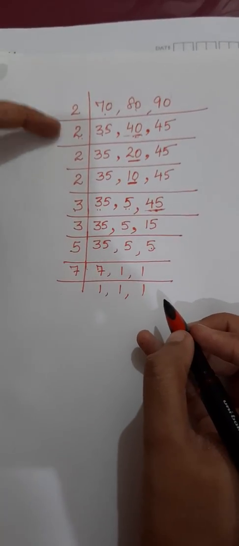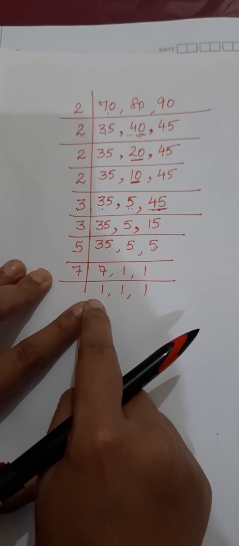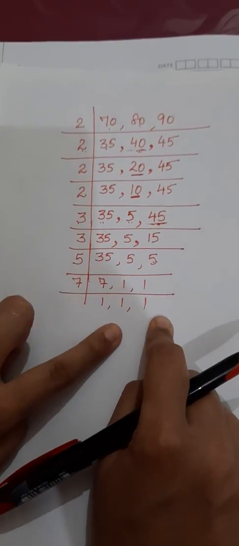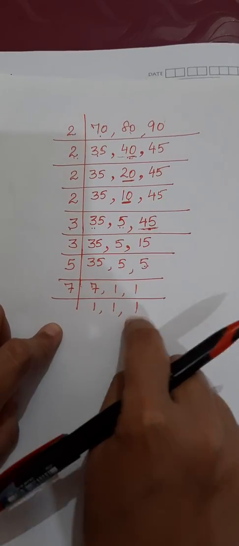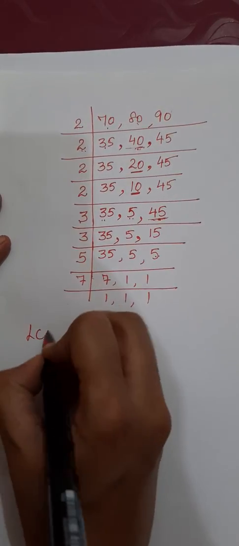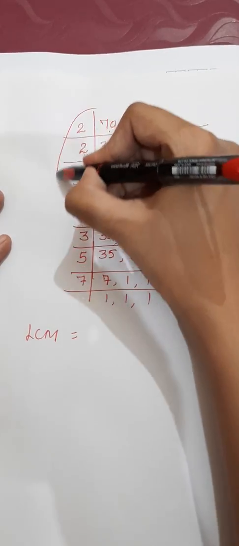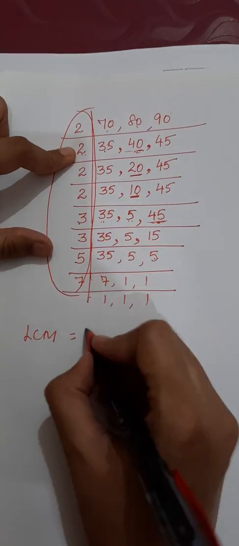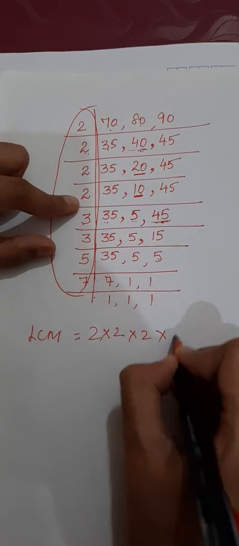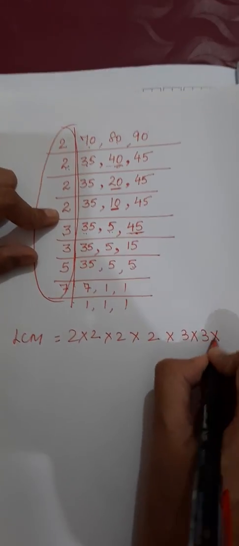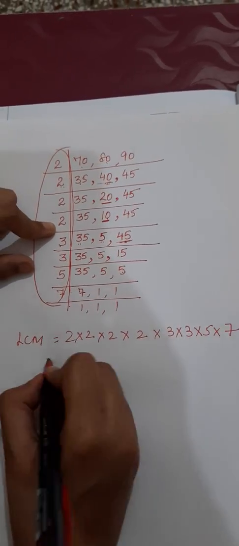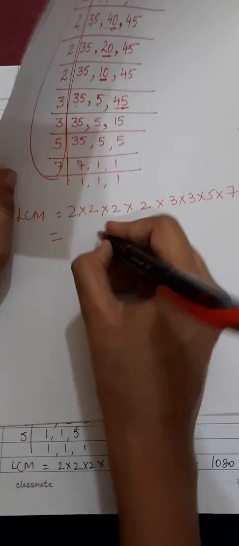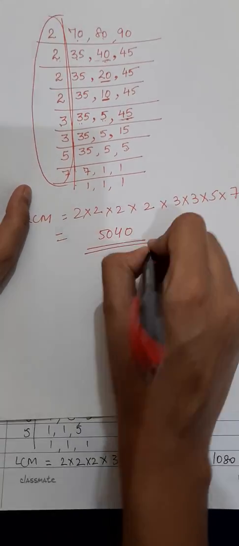You have to proceed with this method until, at the end, all the numbers give a remainder of 1, 1 and 1. At the last you are getting 1, 1 and 1. Now what will be the LCM? The LCM is going to be the product of these numbers: 2, 2, 2, 2, 3 into 3 into 5 into 7. When you multiply this, your answer will be 5040. And this is your first part.